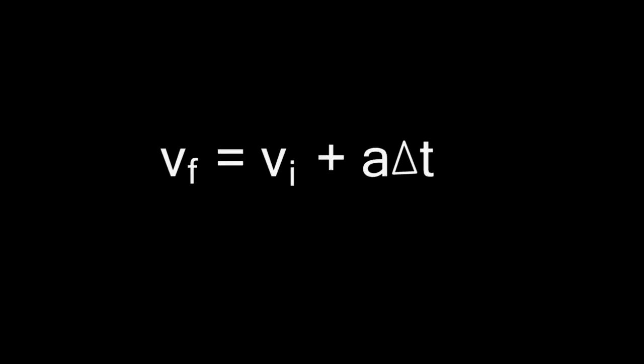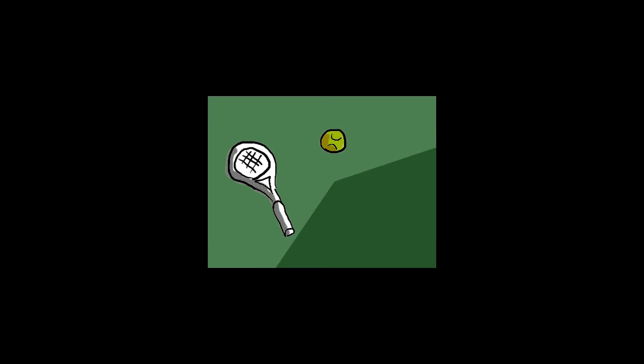So we'd still use Vf equals Vi plus a delta t. That would be perfect. Now, on the occasion that you actually hit the ball in your serve, and on the rarer occasion it actually makes it over the net, I would of course return it. There's a special kinematic equation called the range equation.